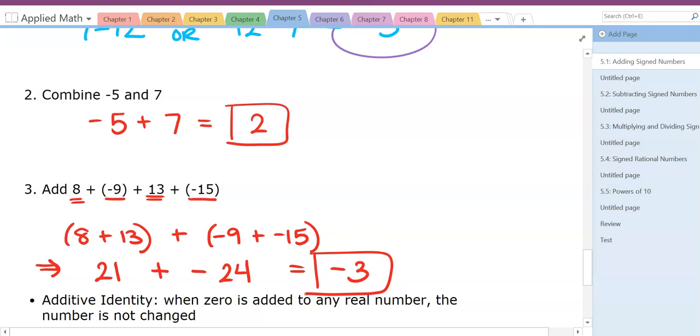Now you don't have to do that. You could just add them in order. You could take 8 plus negative 9, which would be negative 1, plus 13, so then you're at 12, plus negative 15, you still get negative 3.